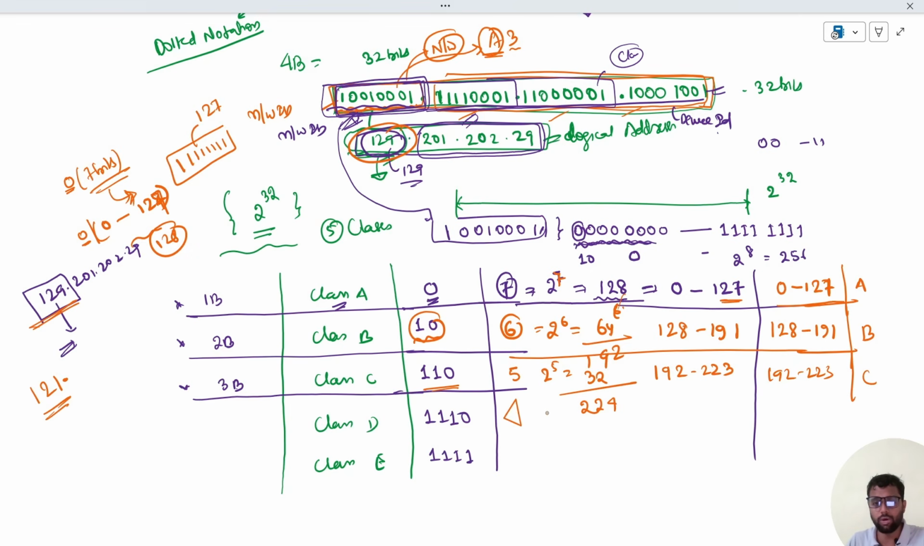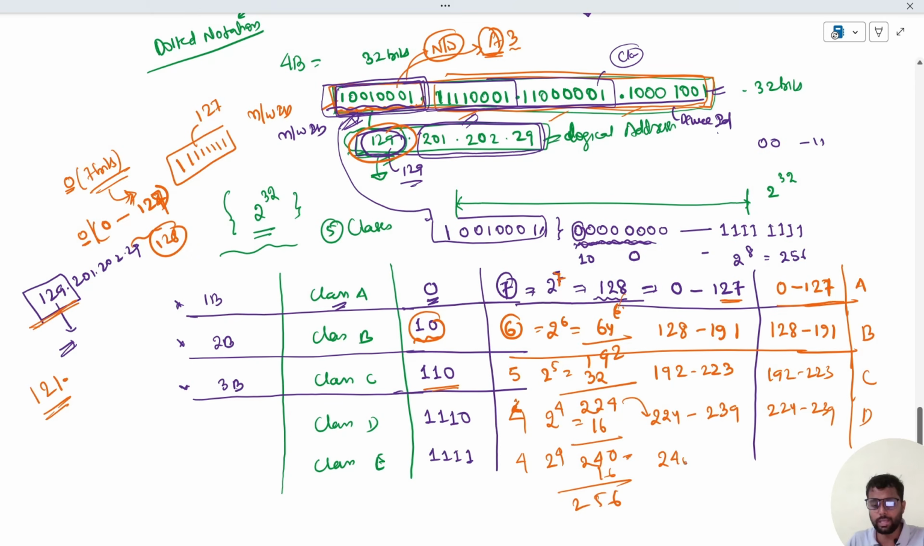For class D, we are reserving 4 bits. So if we are reserving 4 bits, we are left with how many? 4. 2 raised to the power 4 is nothing but 16. So you add 16 to 224. It will be 240. So if you include 224 from here, you will have the minus 1 from here. So it is 239. So 224 to 239 will fall under the range of class D. Similarly, this is also 4 bits, that is 2 raised to the power 4. Add 16, it will be 256. So 240 to 255. If you are including 240 over here, this will be minus 1, 255. So this range we will say is class E address.